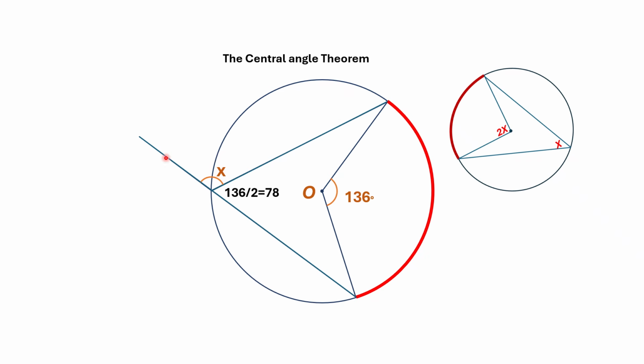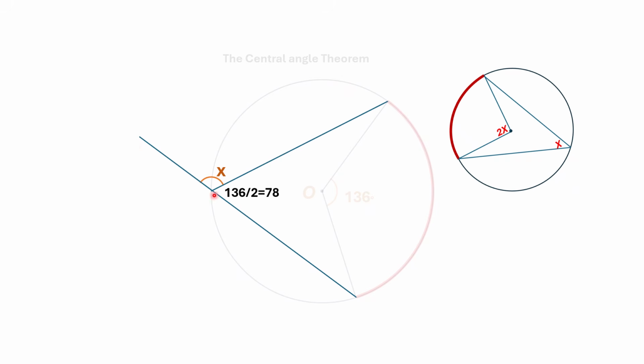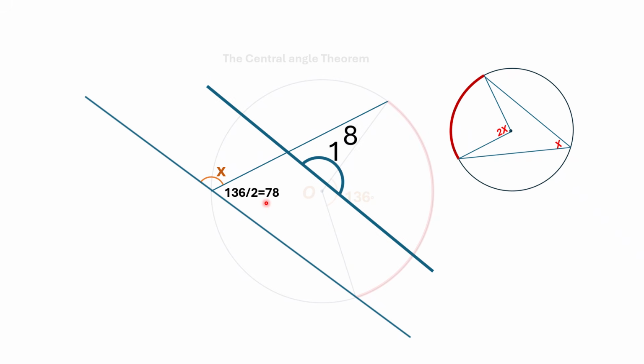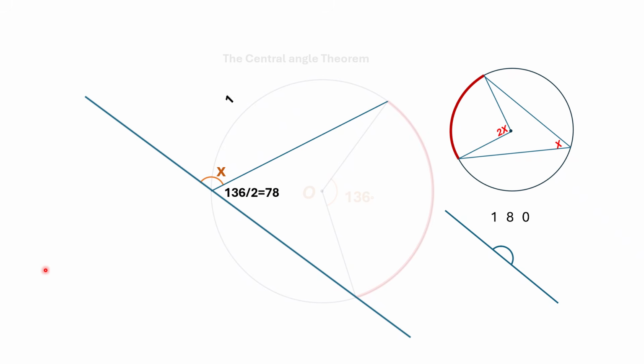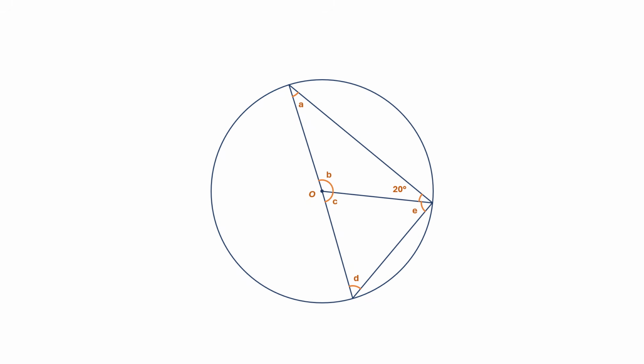Now to find x, we need to look at this line here. The angle on a straight line is 180. Now if we know this is 78, what would this be? What number plus 78 makes 180? It's 102. And that's it for x. Next. This is a nice question.